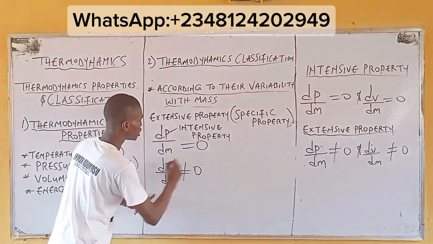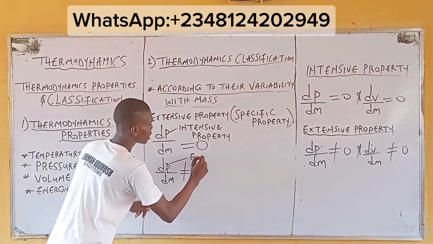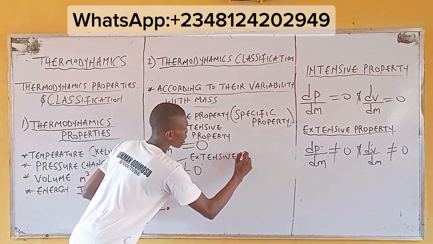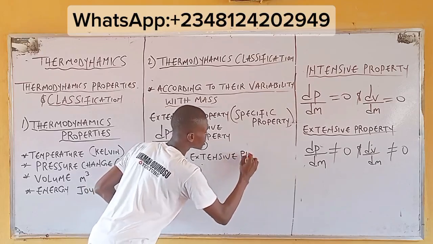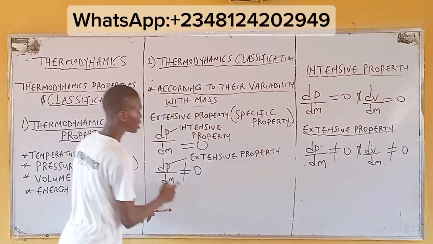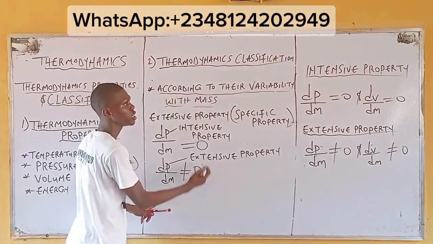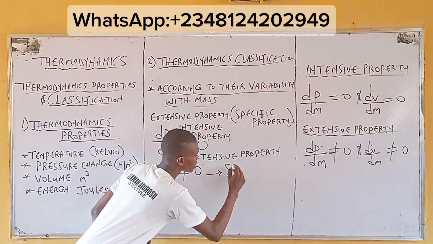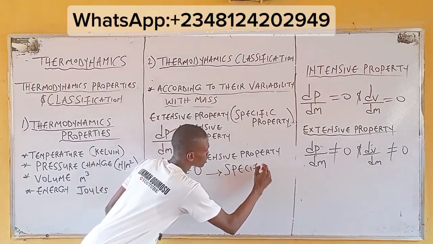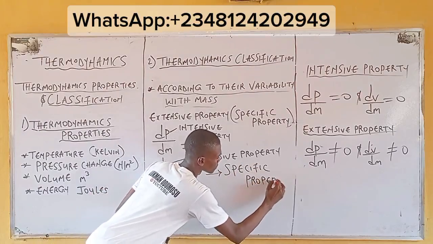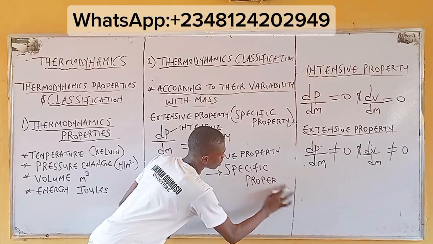In this case, the P is what? Extensive property. So we said it is now not equal to 0, meaning there will be an answer, right? So in this case, your answer is called what? Specific property.